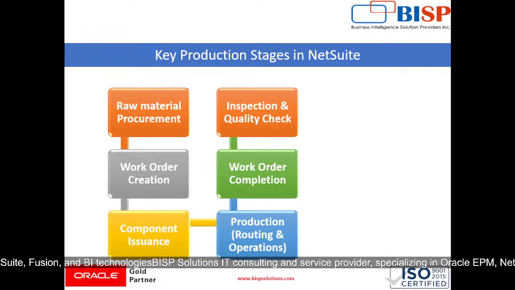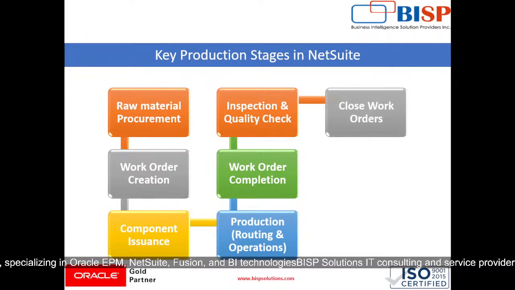Then comes our inspection quality check, which means the finished goods product may undergo a quality check before being transferred to inventory, and quality control helps ensure that defective or incomplete items are identified before closing the work order is done or not. After that, close work order is there, where once production is completed, the finished goods are moved to inventory and the work order is marked as completed or closed.